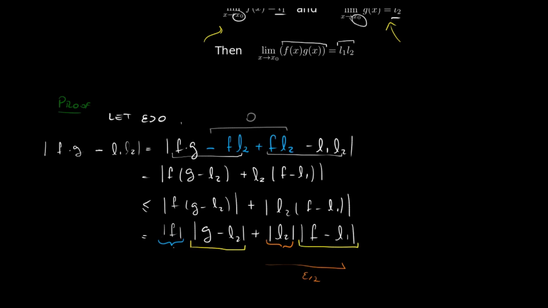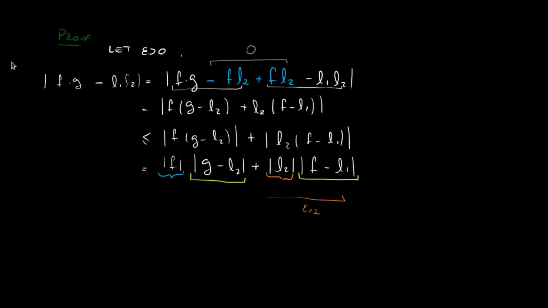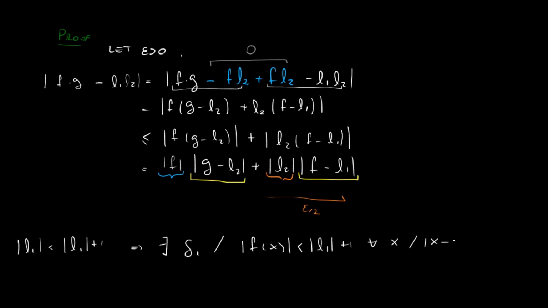So we have to try and first bound the f. For this, what we're going to do is first observe that the absolute value of L1 is smaller than the absolute value of L1 plus 1. And with this, it is actually very easy to prove that there exists a delta 1 such that the absolute value of f of x is smaller than the absolute value of L1 plus 1. And this will happen for all x such that the absolute value of x minus x0 is smaller than delta 1. This is easy to prove, so I will leave it as an exercise.